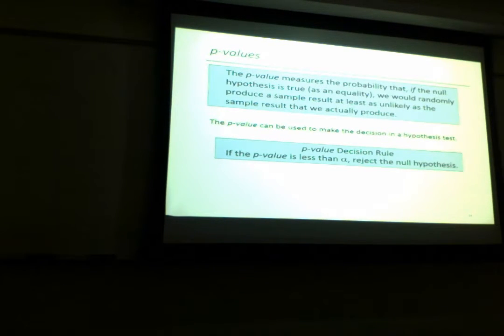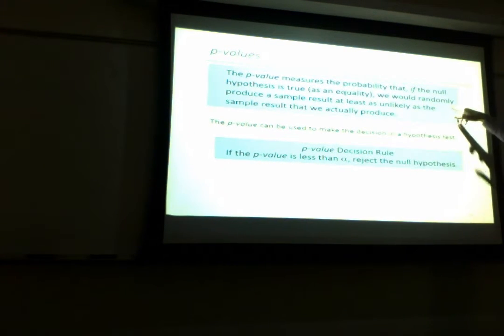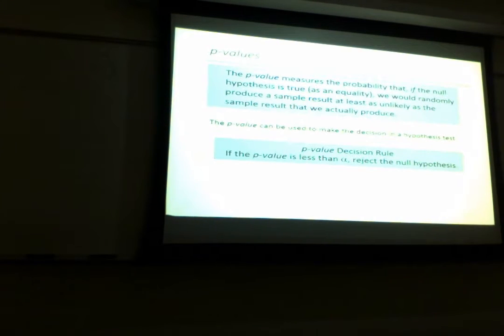All right. P-value, you've got a definition for p-value when you're reviewing this material. It measures the probability that if the null hypothesis is true, we would randomly produce a sample result at least as unlikely as the sample result that we actually produce. So this gives us an exact measure of how unlikely our test statistic would be. We might already know whether or not it crosses the significance level, but we want more exact information. So we look in the back of the book under Z tables, and we can find the exact probability of that happening with our p-value.